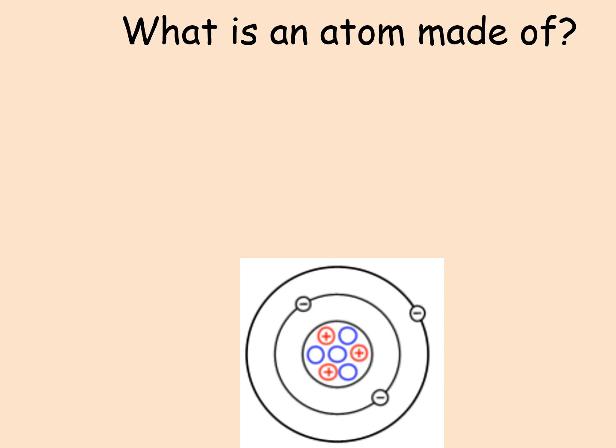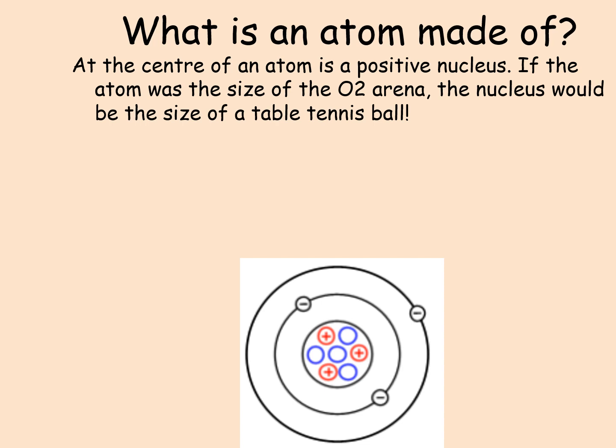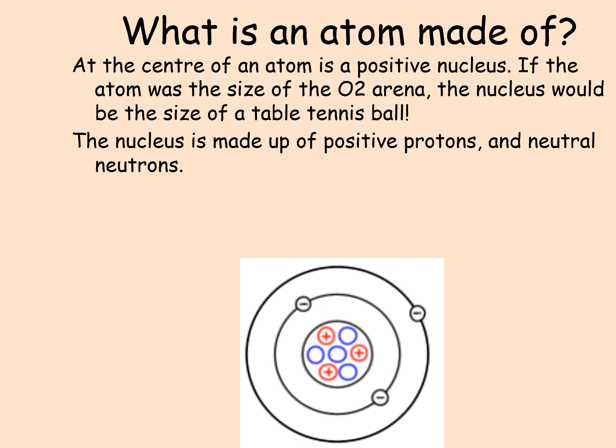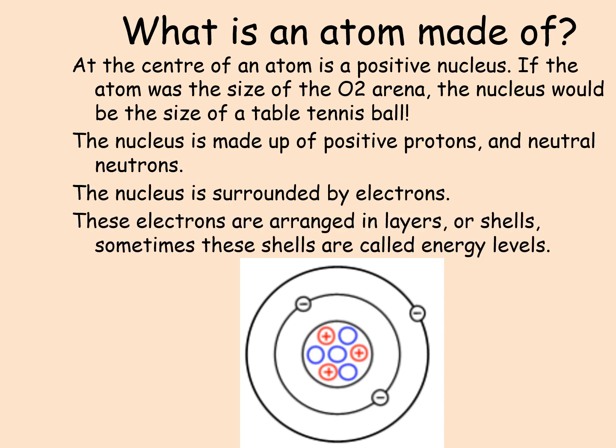So an atom is made of protons, neutrons, and electrons, and at the center of an atom is its positive nucleus. This circle in the middle here is the nucleus. All of these little circles, the red and the blue, are part of the nucleus. It's in the middle of the atom. The nucleus is made up of positive protons and neutral neutrons, and it's surrounded by electrons. These are arranged in layers or shells. Sometimes these shells are also called energy levels.